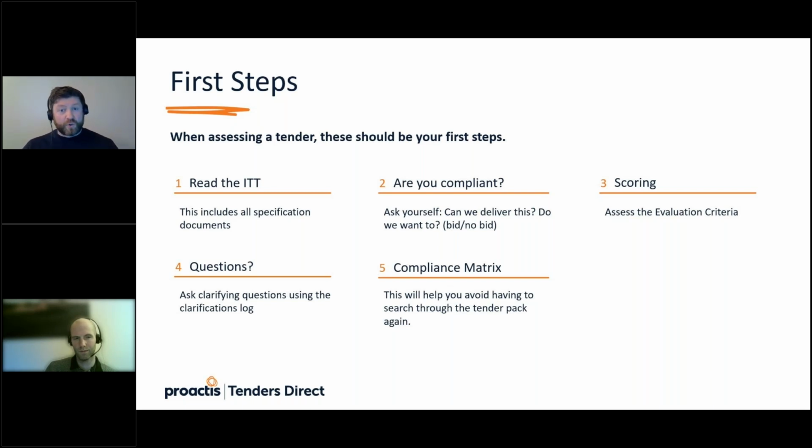Scoring again is another quick way to figure out if the opportunity is aligned with your company and your solution design, but also if you're going to be able to compose compelling responses to the quality methodology. So the evaluation criteria will be contained within every ITT. It's an integral part. I would be baffled and astonished if there isn't evaluation criteria of some variety within a tender pack.